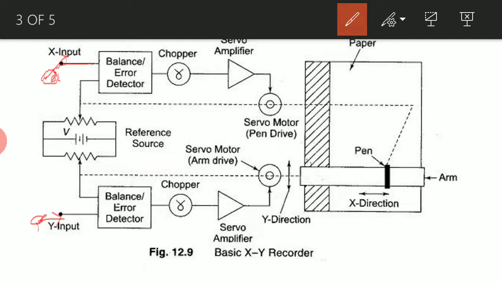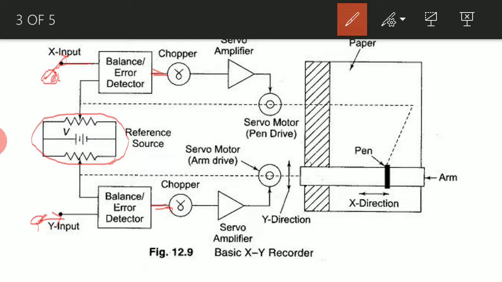Then these voltages are first compared with a reference source voltage inside the XY recorder. So the X input as well as the Y input are compared with the same reference source and the balance is given to the chopper. The comparison with the reference source is important because the two inputs are coming from two different sources, two different transducers, right? We need a comparison before it is directly fed into the recording device. So whatever the inputs, they are first compared with the reference voltage and the balance is given to the chopper.